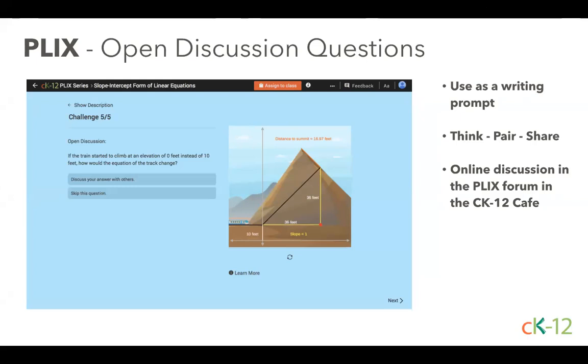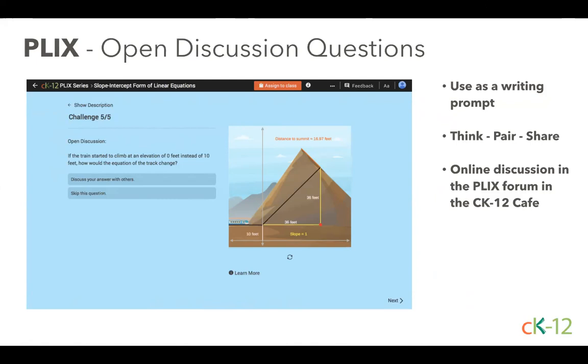One of the more exciting things is that all the PLIX end with an open discussion question. These are questions that we don't give the answers to, and we hope promote some higher level thinking. Usually it'll take the concept that's being talked about and then encourage the student to bring in other knowledge, or at least deeper knowledge from a different direction. So in this case, the open discussion question is, if the train started to climb from an elevation of 0 feet instead of 10 feet, how would the equation of the track change? Remember, in this lesson, we're talking about slope-intercept form of equations. So where it crosses the y-axis is really important, and if you're starting from zero, it's very different than if you're starting from 10 feet. So this gives your students an opportunity to think about a what-if situation.